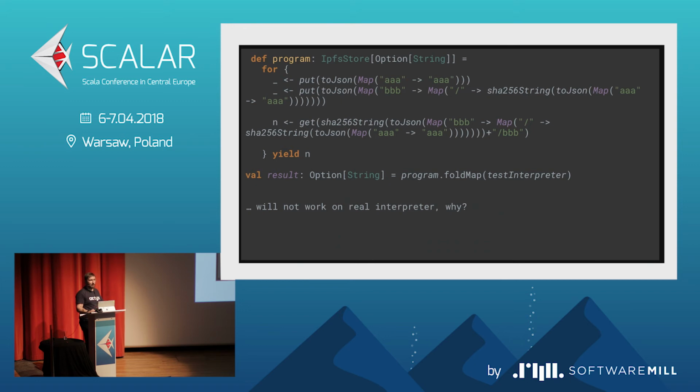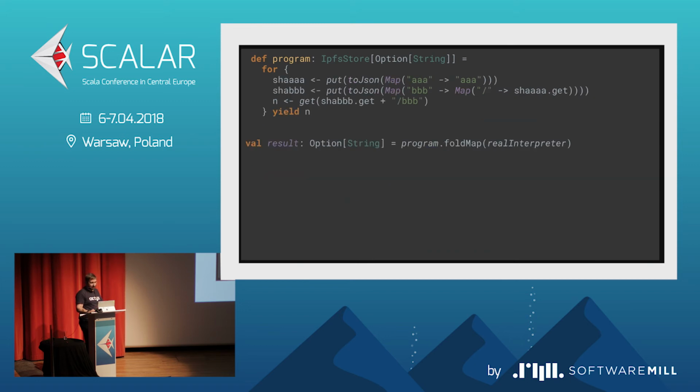But it will not work on the real interpreter, because actually I'm using the test SHA implementation. So I need to actually take this returned hash, and this will work both on the real and a fake interpreter. So far, so good.